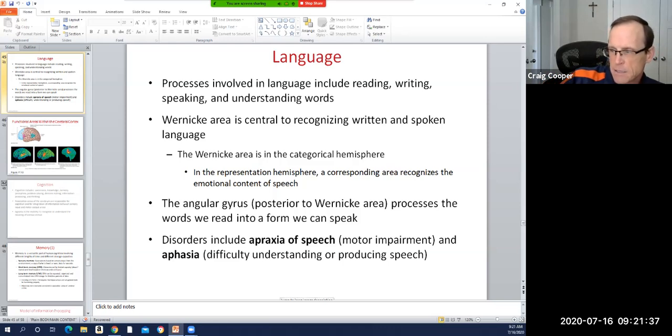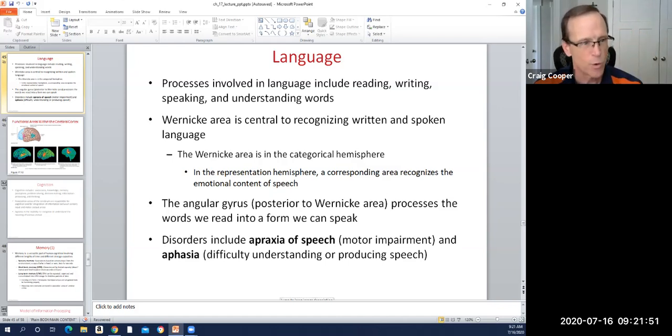So apraxia is a motor problem. That would be more common with a Broca's area problem. If I cannot give the motor commands to form my lips and tongue in a certain way, I'm not going to be able to get the words out. So apraxia is much more of a Broca's problem. Aphasia is much more of a Wernicke's area problem. Aphasia means you cannot understand what you're saying, or maybe you understand it, but you can't send the message correctly to Broca's to form those words correctly.